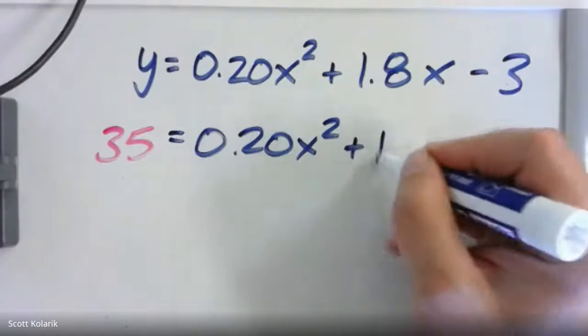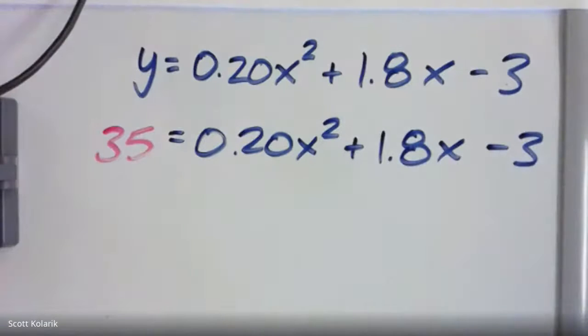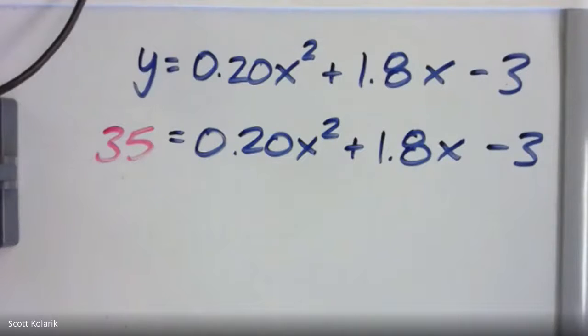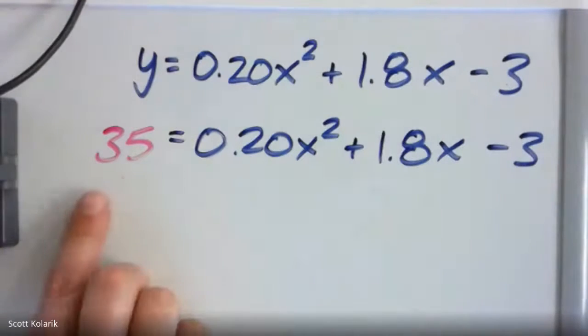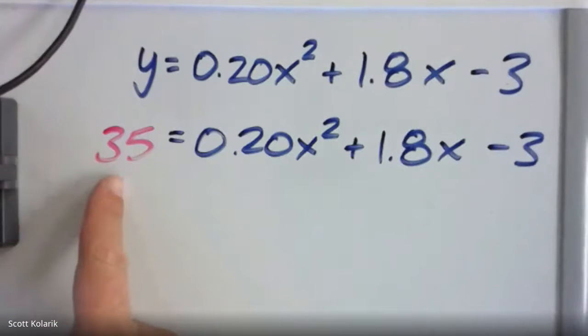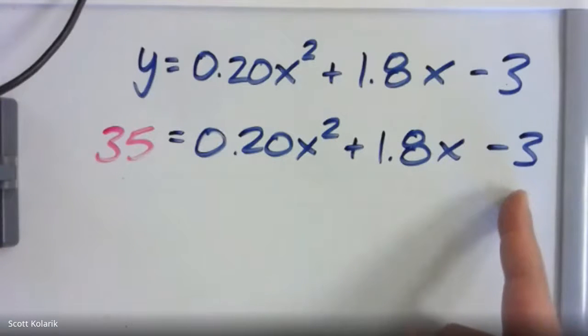0.20x squared plus 1.8x and minus 3 still. All right, but now replacing that Y with the 35 that we're trying to solve for. And our job here is to find out what X has to equal to make this true. We're going to use the quadratic formula here, but one thing I want to point out: I don't have it set equal to 0. In other words, I want to take this 35 and combine it with one of its like terms. It'll end up being this guy right here, the -3.